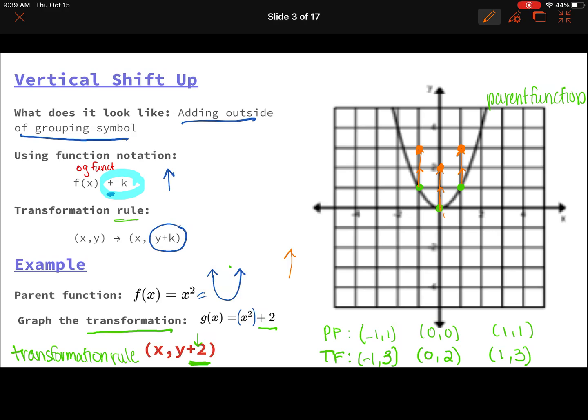But what's important is we need to make sure that we're making a smooth curve. The graph needs to look just like the original. We don't want to put straight lines because that's a completely different graph. Okay, so super important here is that we are outside the grouping symbol. We're adding +2. Okay? Now, let's go to the next slide.